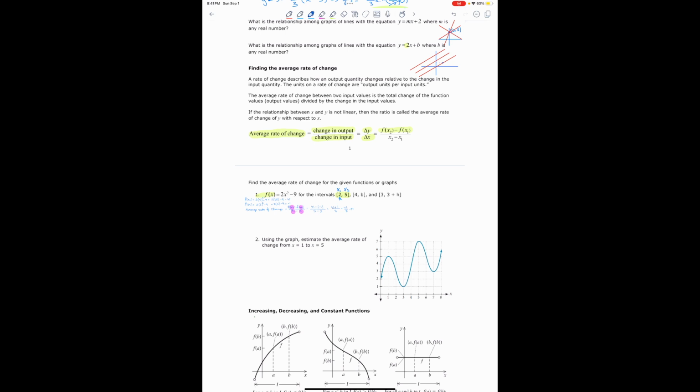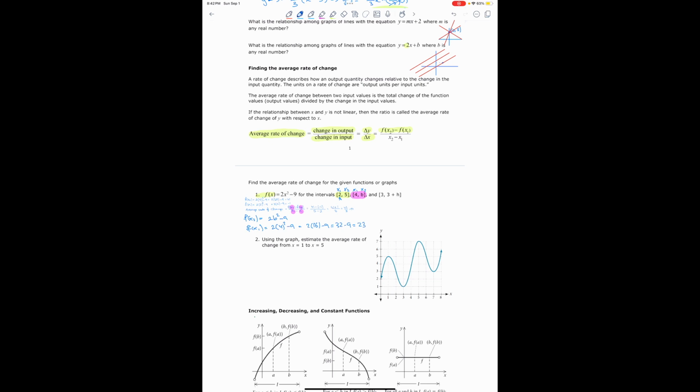Similarly, you can find the average rate of change for the interval 4 and b. So in this case, this is x1, this is x2. f of x2 is equal to 2b squared minus 9. And then f of x1 is equal to 2 times 4 squared minus 9, which will be 2 times 16 minus 9. That is equal to 32 minus 9, which is equal to 23.